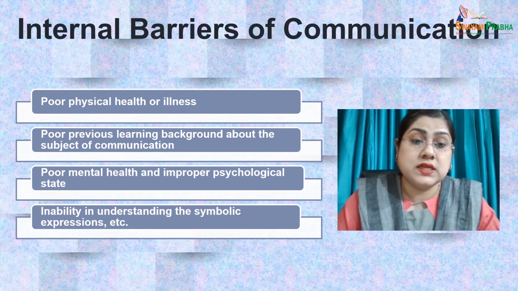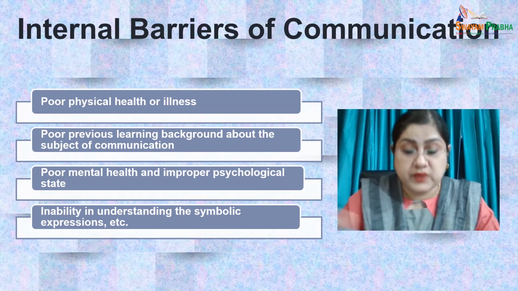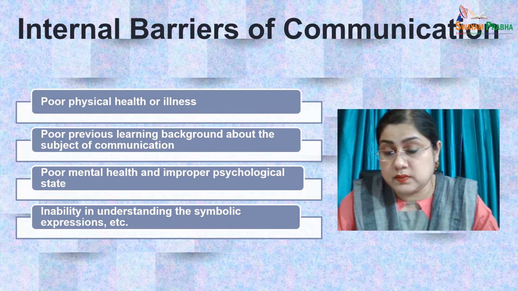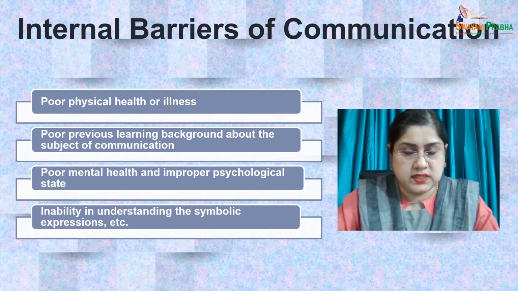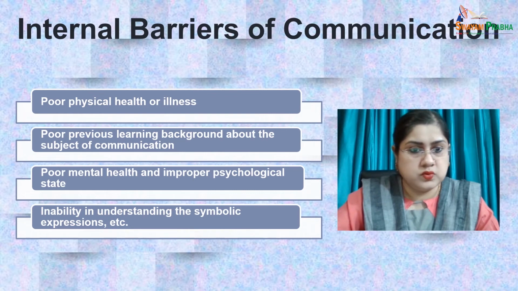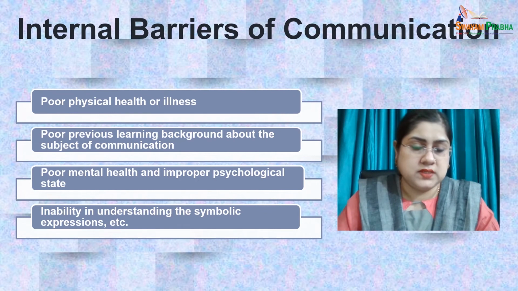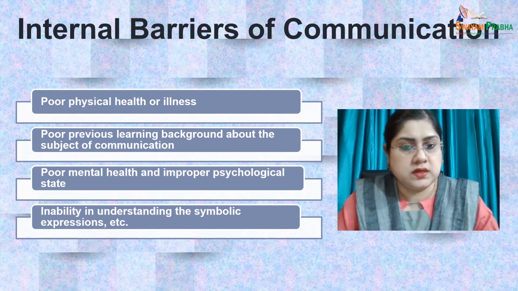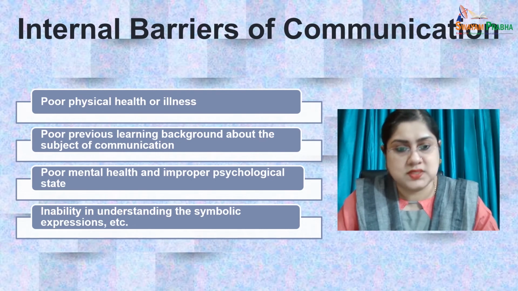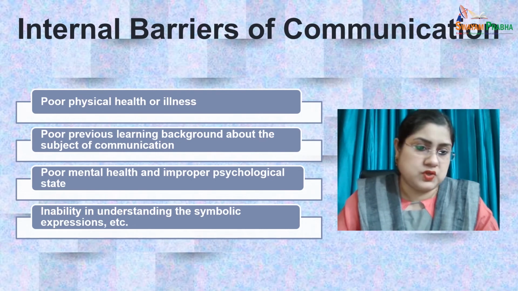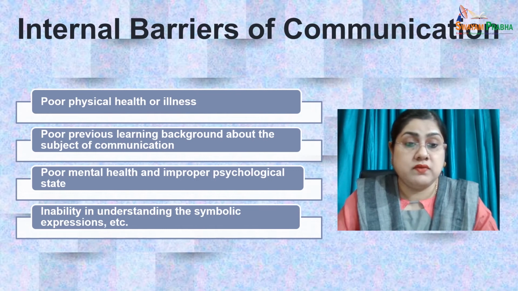Poor physical health or illness. If either the communicator or the receiver, or the group who is receiving the communication, is not in a proper state of mind because of illness or bad health, then the process automatically gets some sort of hindrance. So this is the first internal barrier.